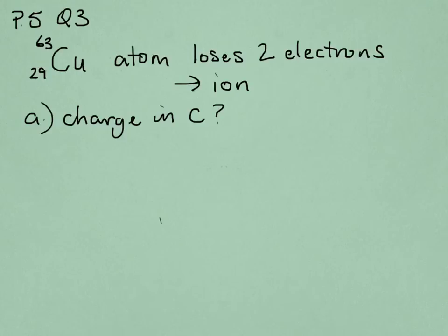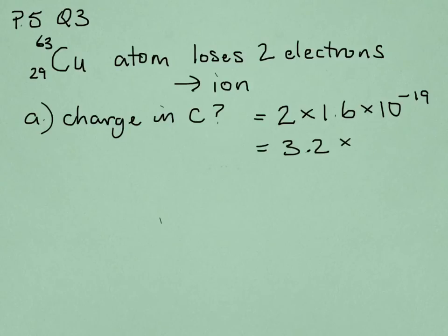A normal atom has equal numbers of electrons and protons, so the copper atom would normally have 29 protons but also 29 electrons. This one happens to have lost 2 electrons, so it's going to have a charge equivalent to 2 electrons worth, but positive. So 2 lots of 1.6 times 10 to the minus 19 coulombs, which comes to 3.2 times 10 to the minus 19 coulombs. So it's just the unbalanced charge.